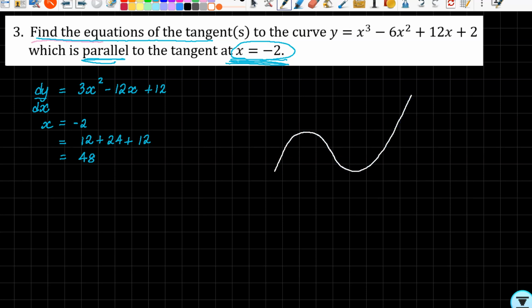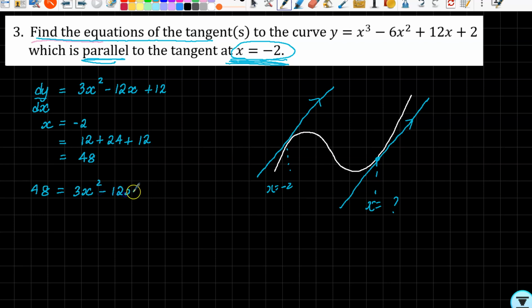What's happening is that when x is, let's say, -2, the slope of this tangent is going to be 48, so pretty steep. But you can also see that if I draw another line, probably somewhere here, these two will be parallel, and it's also going to be a tangent at another spot on the curve. So it's this other spot that we are trying to find. So we're saying, for what other values of x is the derivative going to be equal to 48?